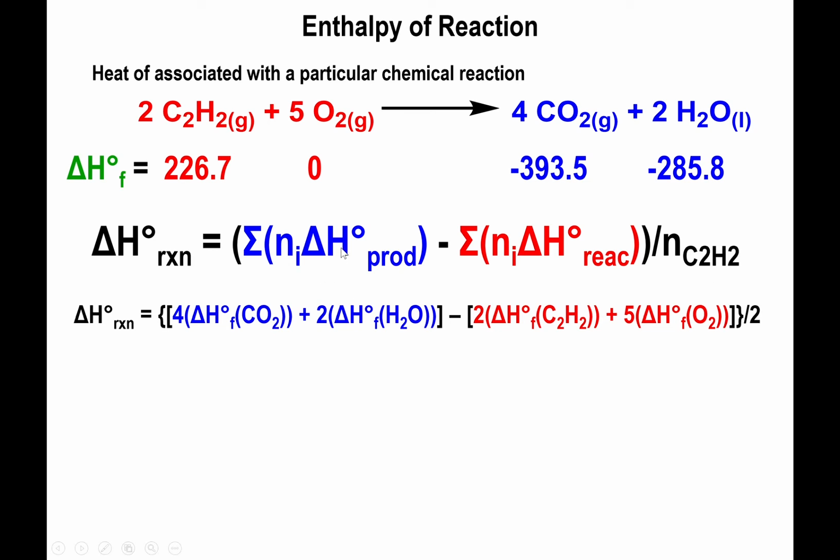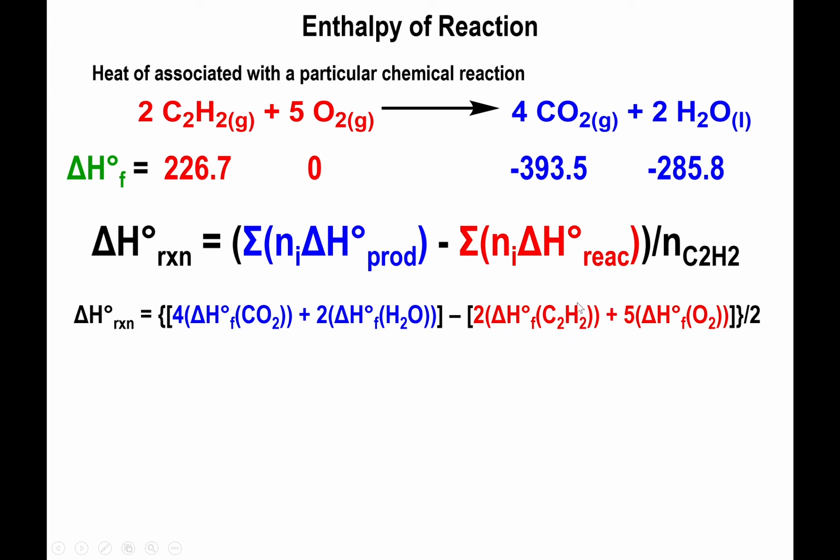Products. We know that we have CO2 as a product and we have H2O as a product. We are forming 4 CO2s and we're forming 2 H2Os. So what you see right here in the equation is that for the products, we're multiplying the delta H formation of CO2 by 4, its balancing coefficient. We're multiplying the delta H formation of water by 2, which is its balancing coefficient, and then we're adding them together.